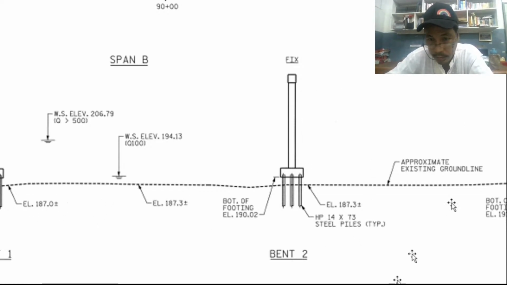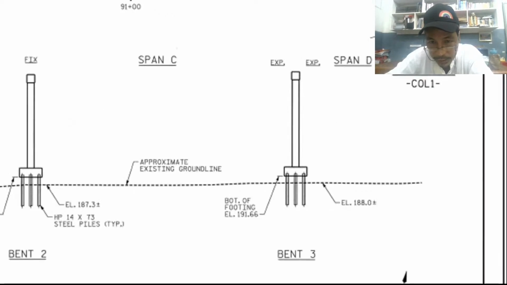Okay, so let us move to the right side. Moving to the right side, Span C and D. Similar to the previous span, of course. Again, we see a higher elevation here, 188, because the neighboring elevation is 187, so this is lower. So this is going to be higher, going up. This is the lower portion, maybe the lowest portion.